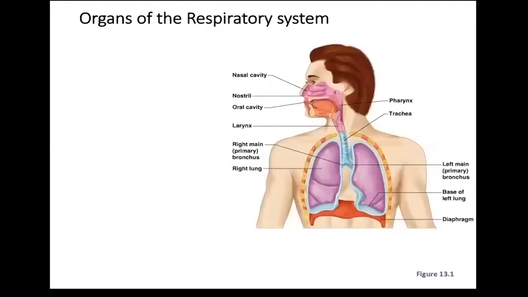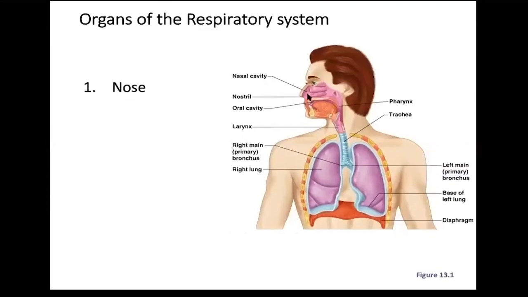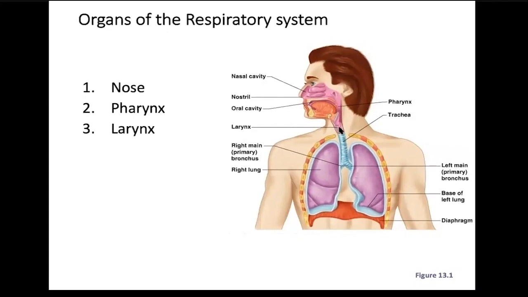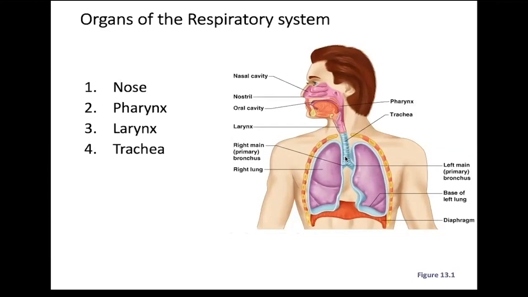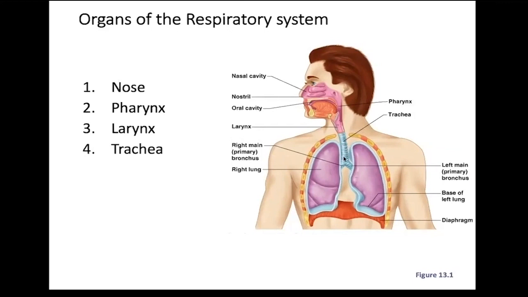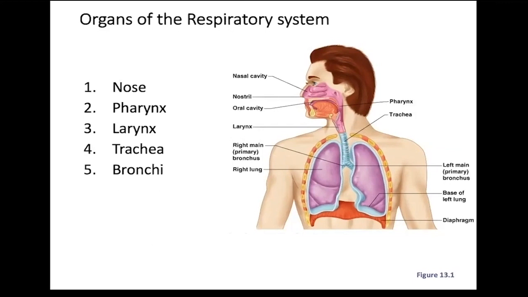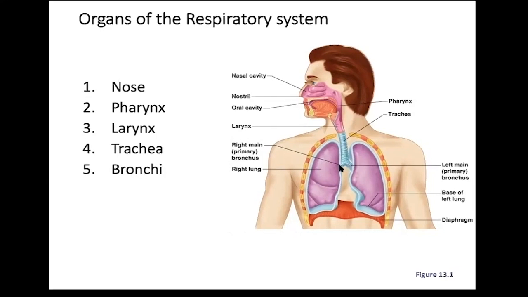Begin by listing the organs of the respiratory system. The nose, the pharynx, the larynx or voice box, the trachea, also known as your windpipe, the bronchi. The primary bronchi will enter the lungs, and finally, the alveoli, which are the air sacs in the lungs.